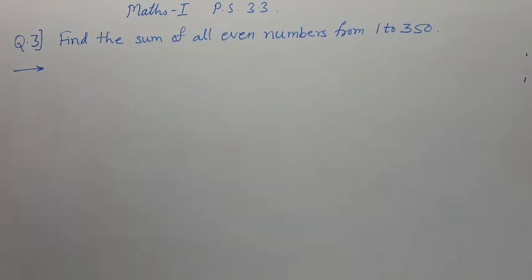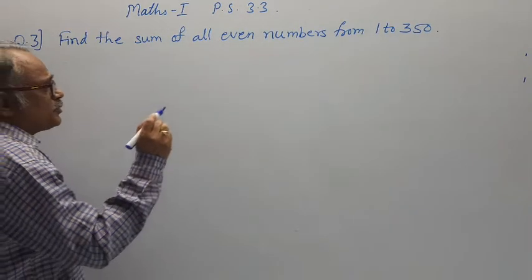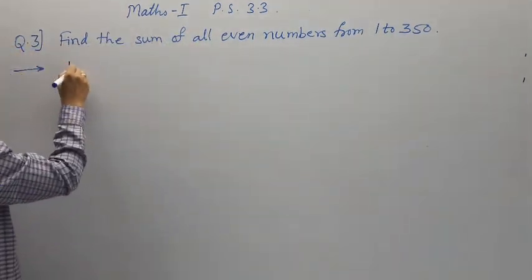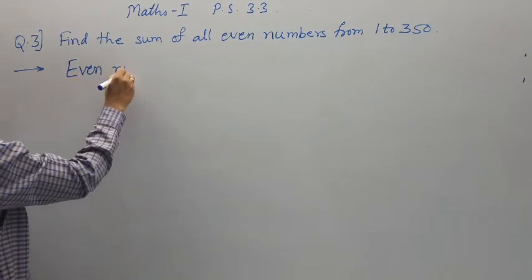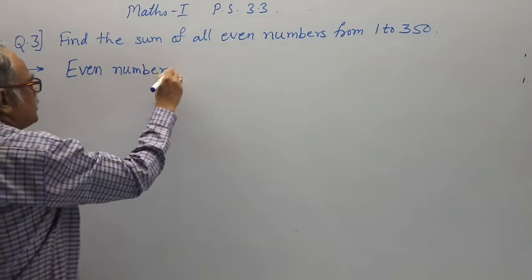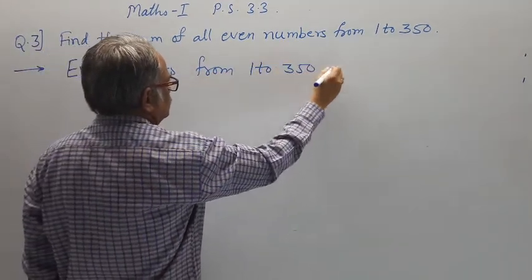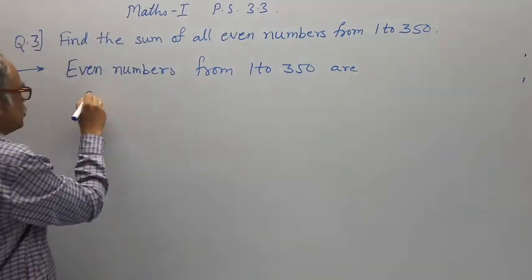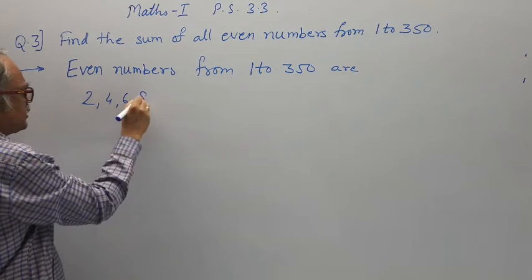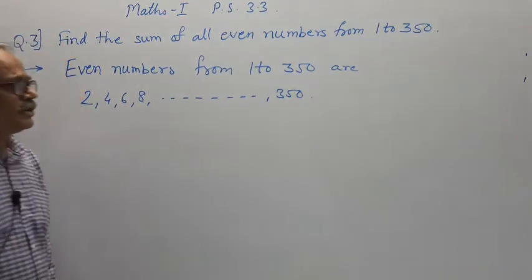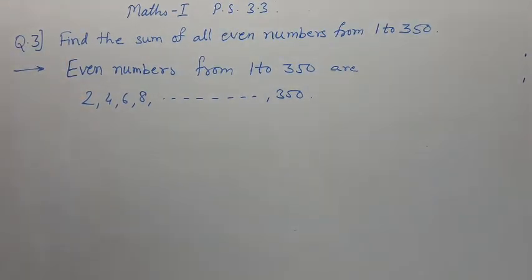Find the sum of all even numbers, again even numbers, from 1 to 350. From 2 is given, meaning 1 and 350 are included if possible. Even numbers from 1 to 350 are 2, 4, 6, 8, up to 350. Up to 350 it is told. If it were told between, then 350 should not be taken.